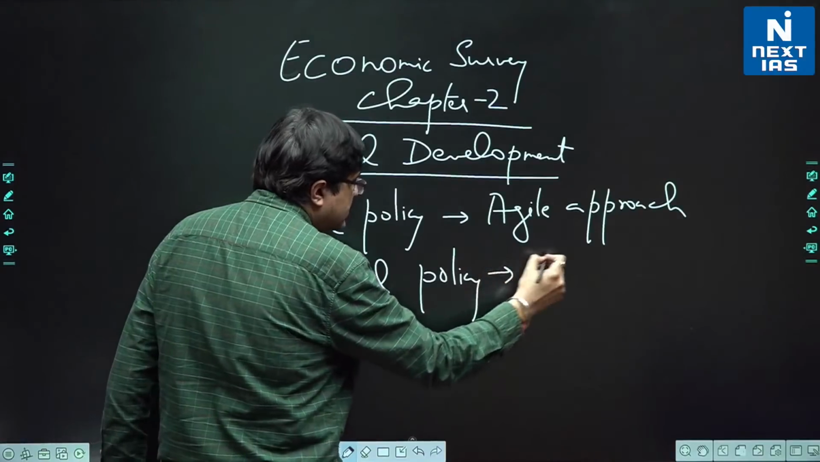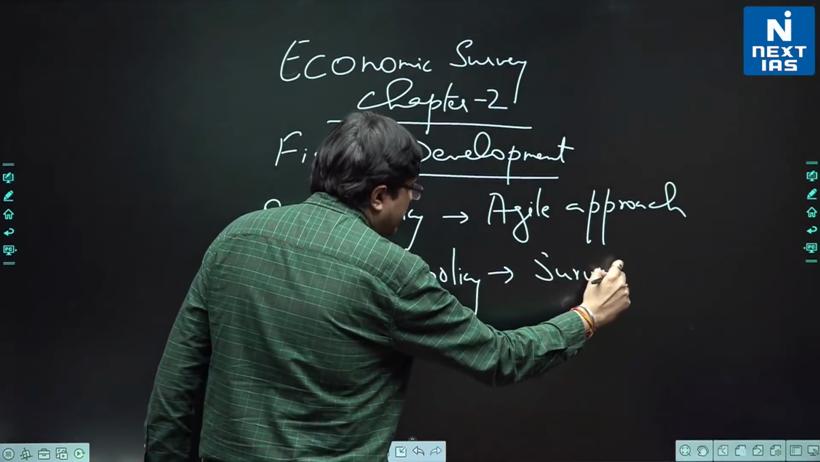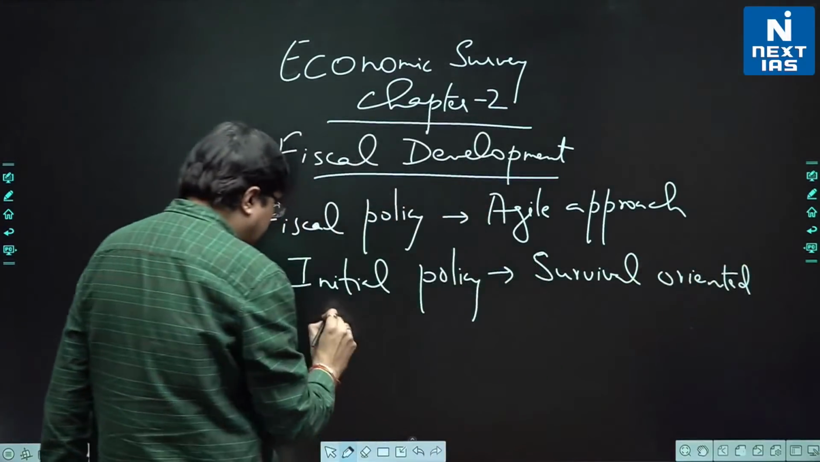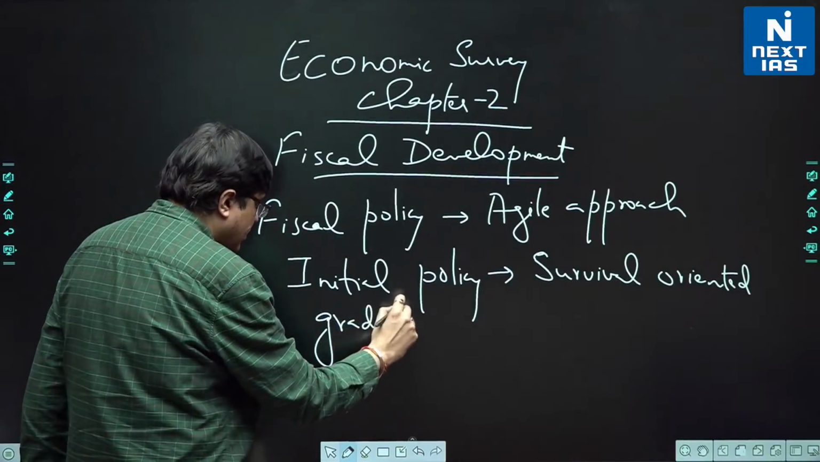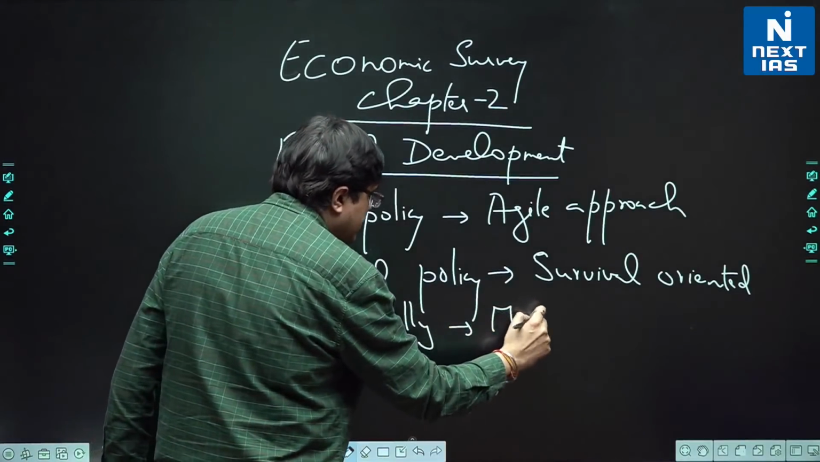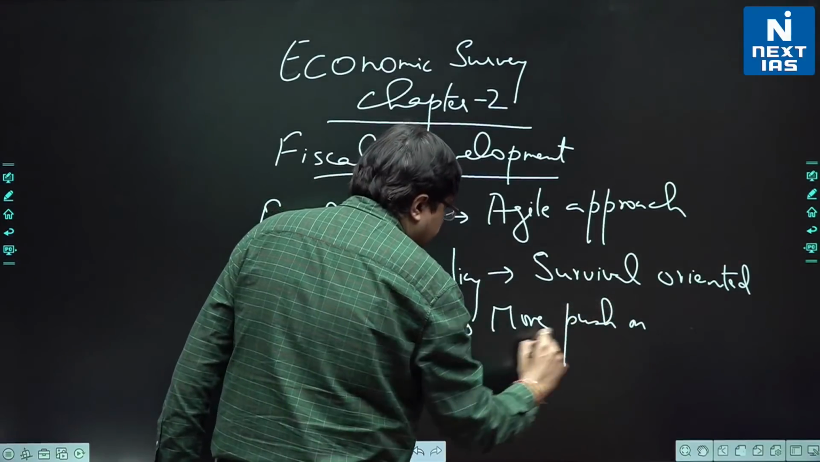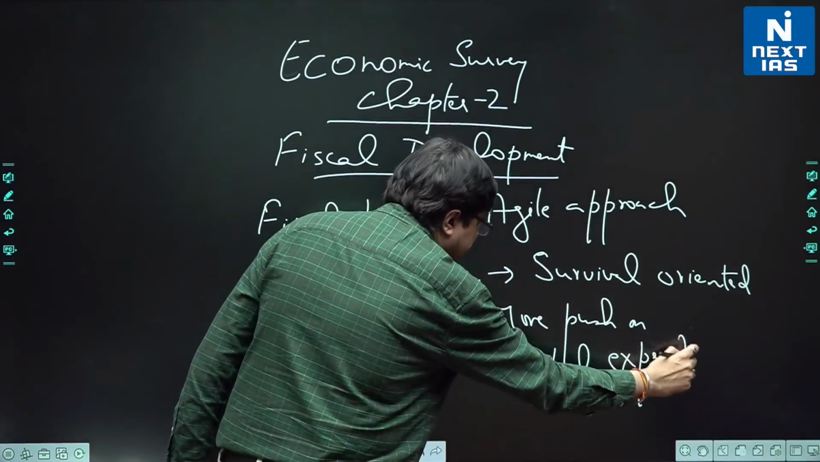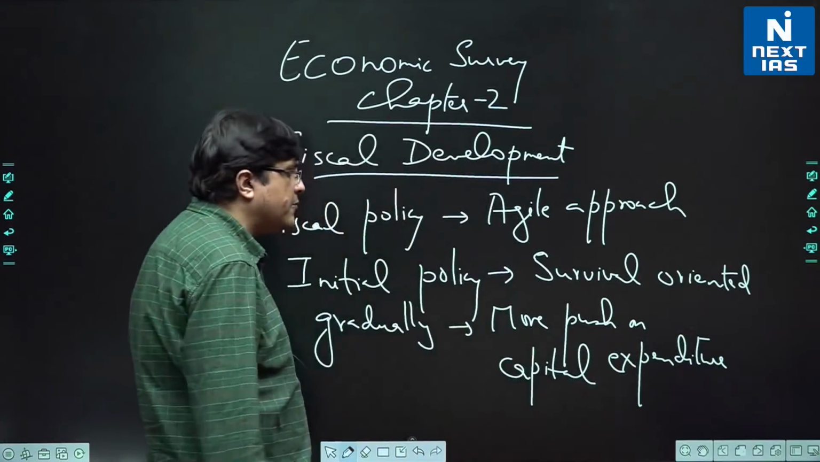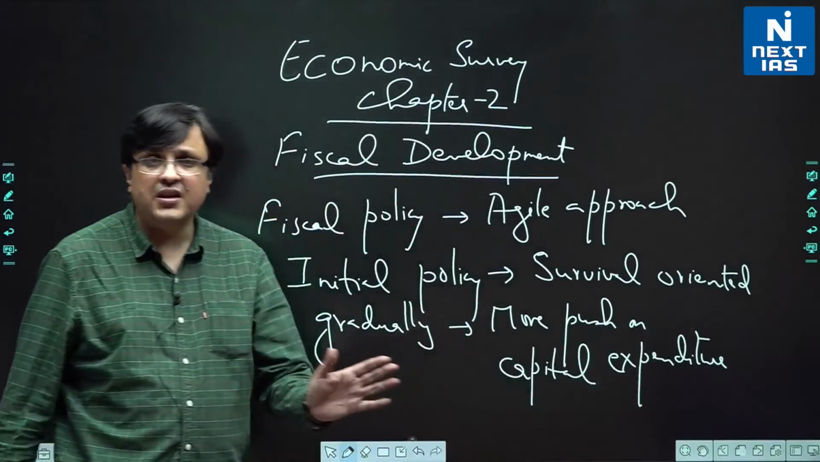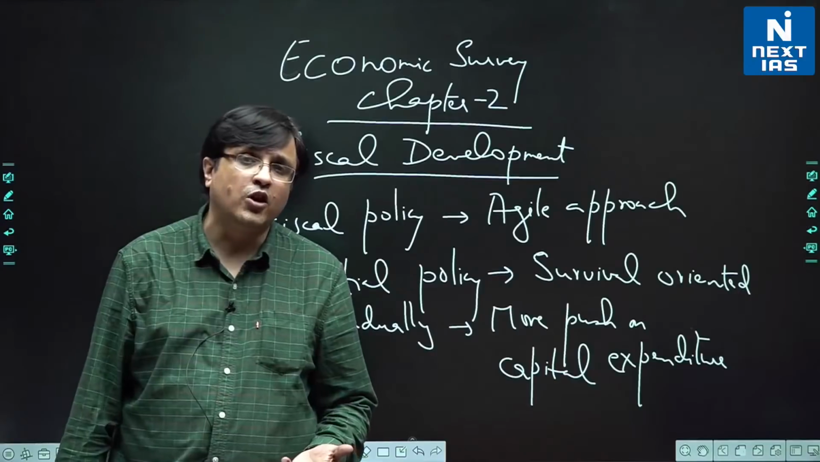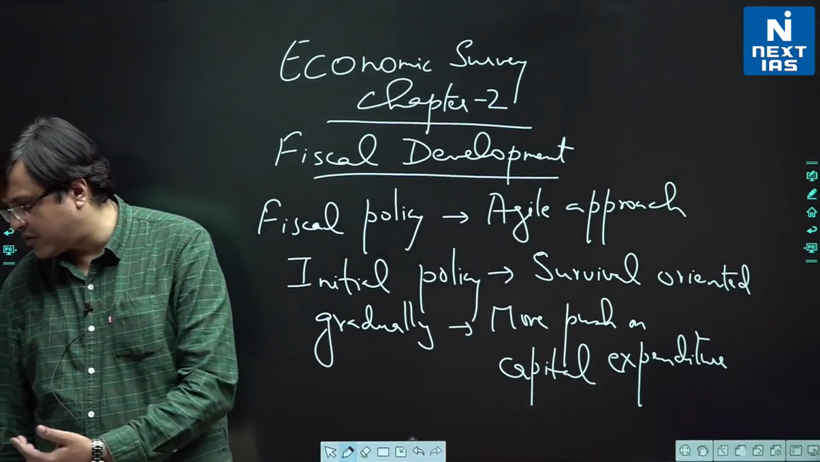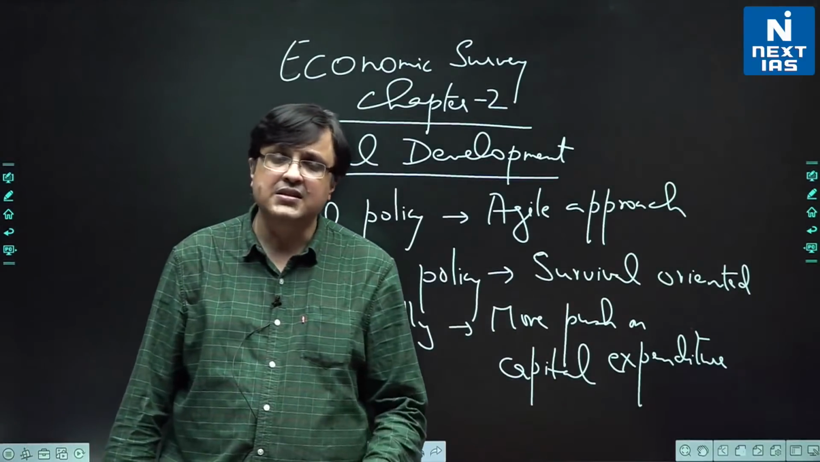So initial policy was survival oriented, and gradually more push on capital expenditure. In fact, government has increased its capital expenditure by a very great amount in the last 3 years. That is what the economic survey also commented on, that government has increased its capital expenditure by a large amount in the last 2-3 years.